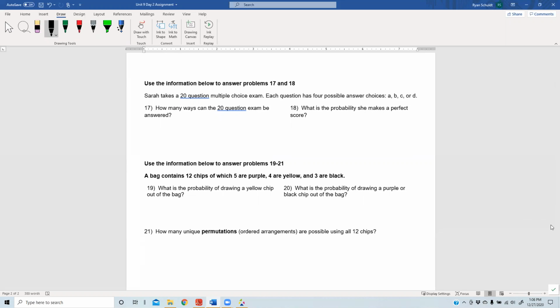For 19 and 20, you may have to look back at your notes. It's just straight up probability. There's 12 chips in the bag. What's the probability you get a yellow? Number of yellow over the total, boom. There's your answer. So look back at the notes if you need to for those.